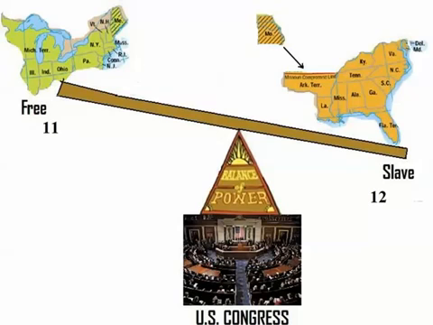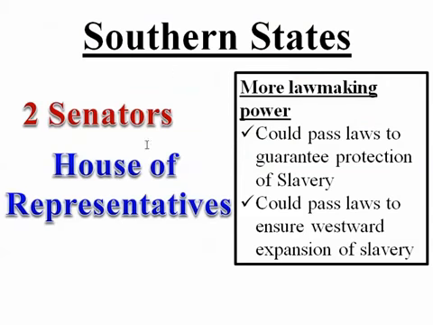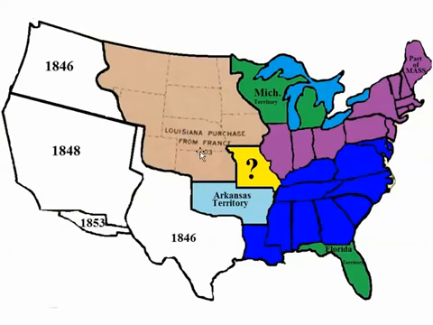So what does that mean exactly when you say more political power? Well, it means that southern states would have 2 more senators, and they would have a lot more representatives in the House of Representatives. So in lawmaking power, southern states could pass laws to guarantee the protection of slavery. And they could pass laws that would ensure the westward expansion of slavery into that Louisiana territory that we talked about in this area over here. They could ensure that it would spread westward, and they could protect it from being zoned out by these northern New England anti-slavery areas.